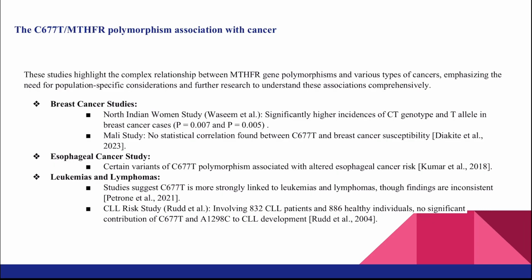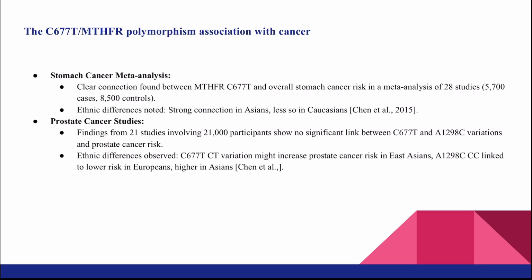Moving along for the esophageal cases, similar alterations were found, similar increased risk was found. In the case of leukemia and lymphoma, some of the studies did show that it was strongly related, although, for example, in the case of chronic lymphocytic leukemia, a study showed no significant contribution from either of the genotypes to the development of chronic lymphocytic leukemia. Moving along, in the case of gastric and prostate cancer, very interesting ethnic differences were noted.